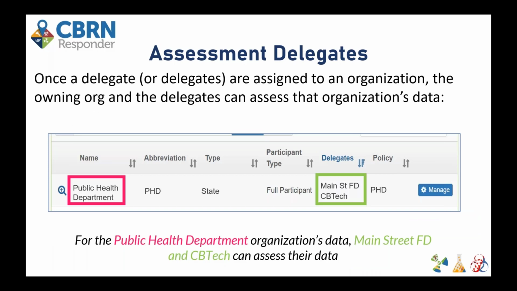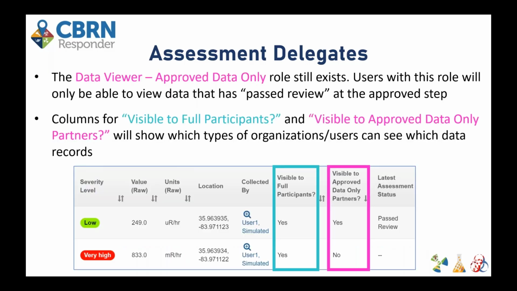And so to tie that all together, once I have saved these changes, the owning organization and the delegates can now assess the organization's data. So here, the Public Health Department's organization's data can be assessed by data assessors in the Main Street Fire Department and Chainbridge Technology organization. So even though we do have those new assessment delegate features, the data viewer approved data only role does still exist.